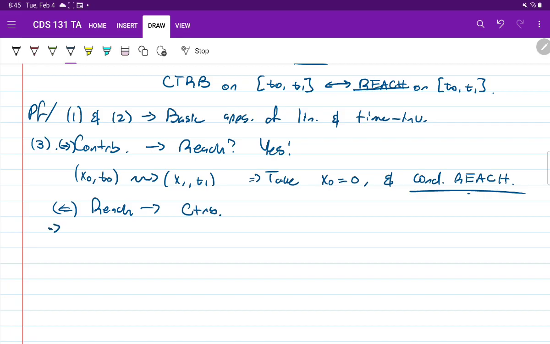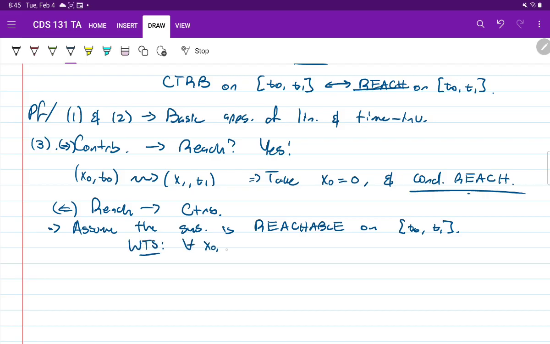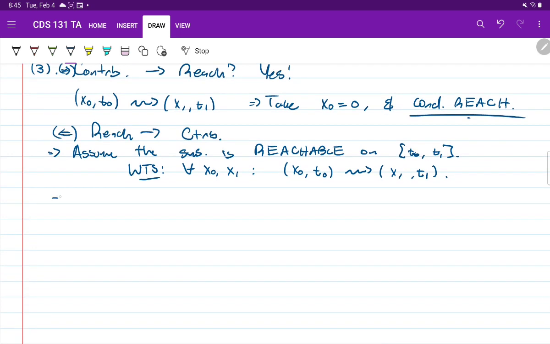Okay? So let's assume the system is reachable on the interval t0, t1. Now I want to show that it's controllable. Okay? So effectively what I want to show is that for all x0, x1, I'm able to reach from x0, t0 the final state x1, t1. This is the definition of controllability. Okay, so what am I going to do? Well, I'm going to fix some states, x0, x1.